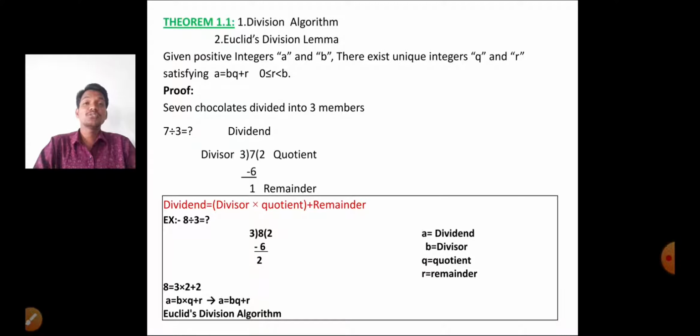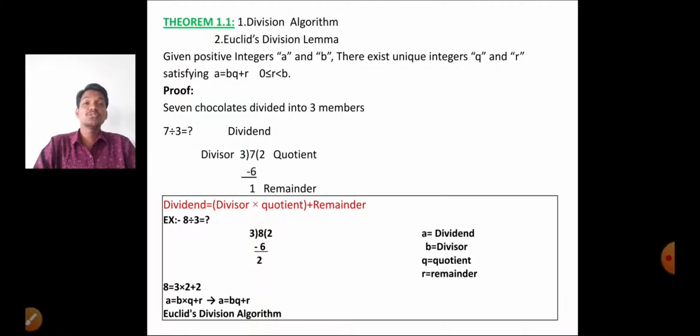Here we take a as the dividend, b as the divisor, q as the quotient, r as the remainder. So with this representation of alphabets, we have to substitute: dividend equals divisor into quotient plus remainder. So before going on, we will get the equation.